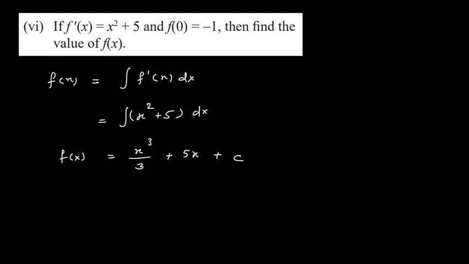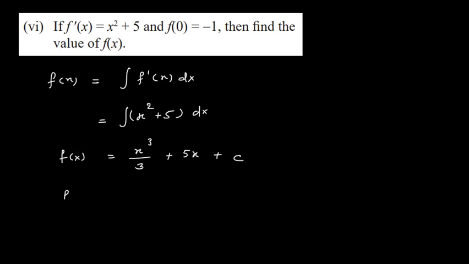Okay, this much you know how to do it. Then why have they given this f of 0? In the beginning I told you that this constant we can find out if in the problem they mention some condition. Here that condition they have mentioned is that for x equals 0, the value of f(x) is minus 1. So let us apply this condition.